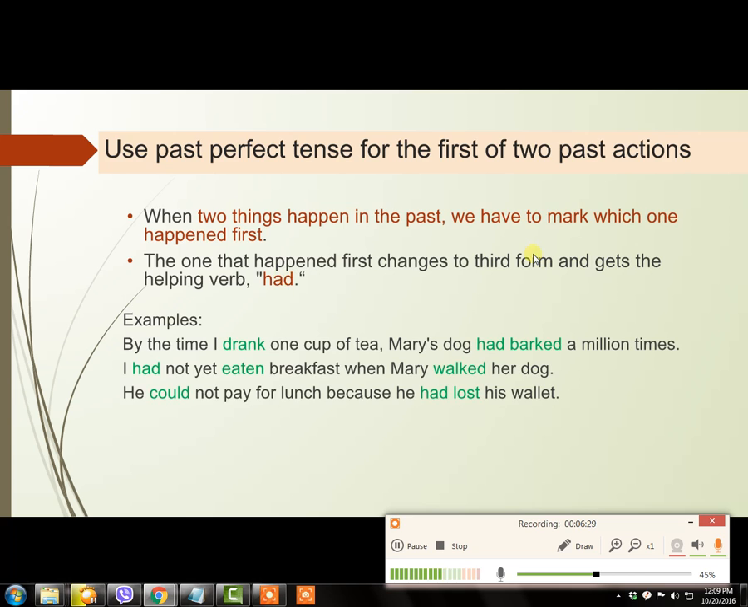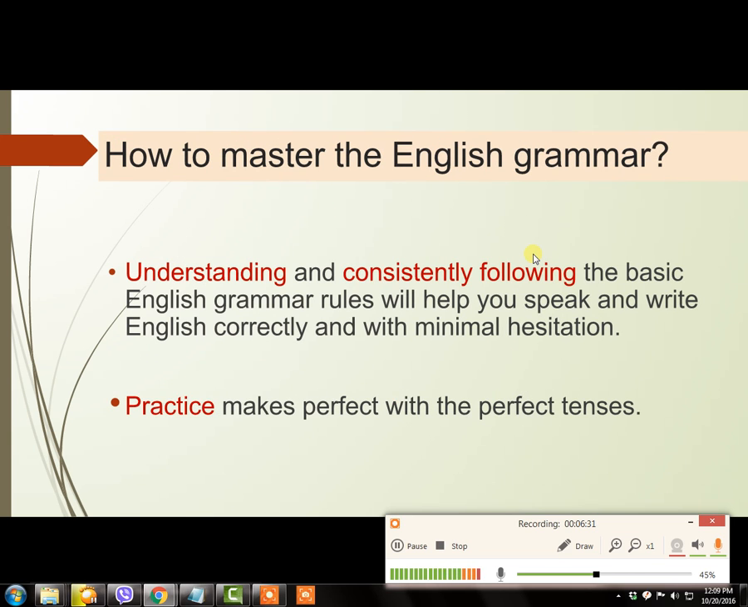Okay, so moving on. How to master English grammar. To master English grammar, you need to understand the grammar rules and you have to consistently follow the basic English grammar rules so that you can speak and write English correctly with minimal hesitation. It really requires practice because practice makes perfect, especially with the perfect tenses. So that will be all for now.